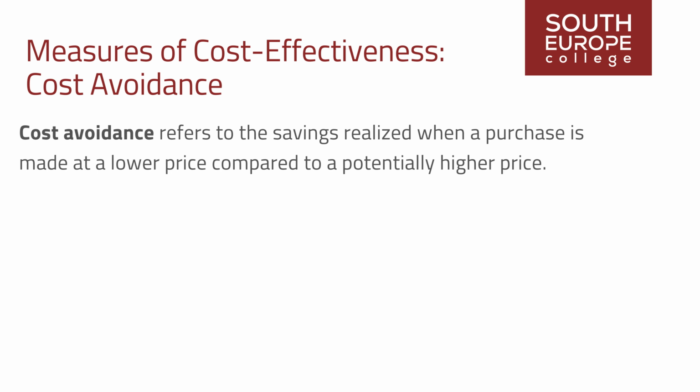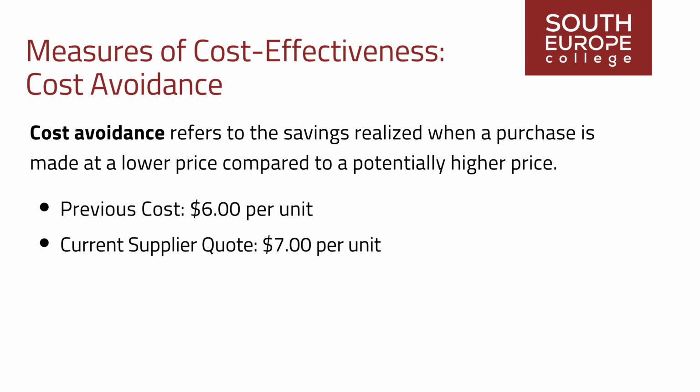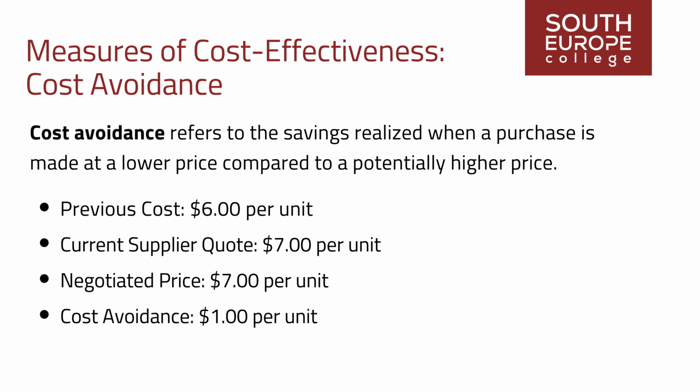Cost avoidance refers to the savings realized when a purchase is made at a lower price compared to a potentially higher price. For example, if a product was previously bought at $6 per unit, but a supplier now quotes $8 per unit, negotiating a price of $7 per unit results in a cost avoidance of $1 per unit, despite the price still being $1 higher than before. However, finance departments often note that cost avoidance savings may not prominently reflect on a company's income line.